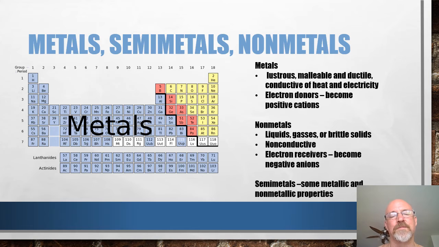The ones in the middle, the ones that touch the staircase, the ones in red in this diagram, are called semimetals or metalloids. They have some aspects of metal properties, but other aspects that make them non-metallic. Some of these are what are then used for things like semiconductors, silicon, for example.